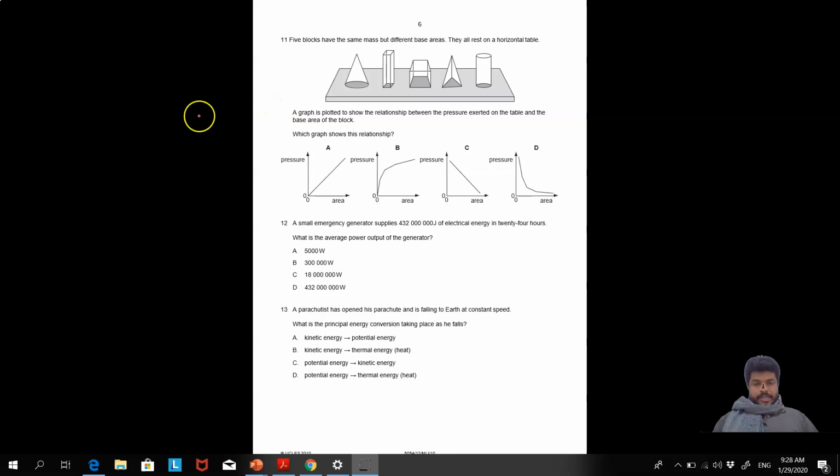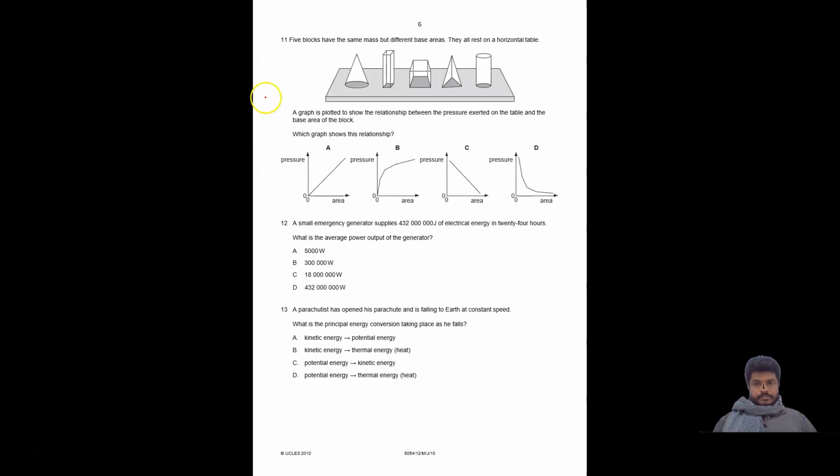Okay, the topic name here is pressure. This is solid pressure. I told you there are three types of pressure: solid, liquid, and gas. Here the formula is force divided by area equals pressure. The concept is: force increases, pressure increases; area increases, pressure decreases. So area and pressure are inversely proportional. The other one is directly proportional.